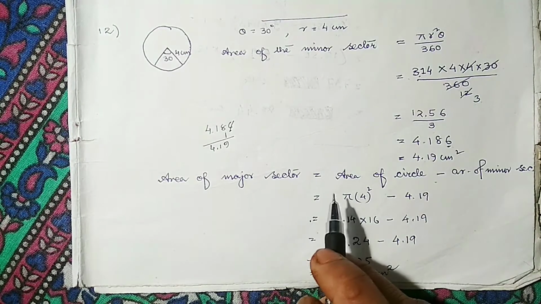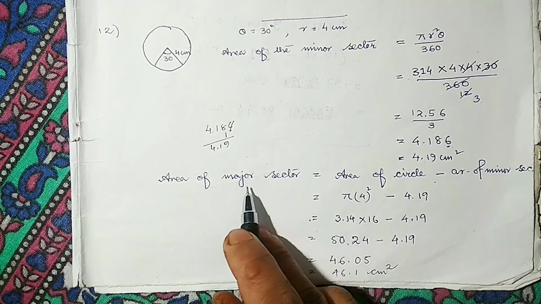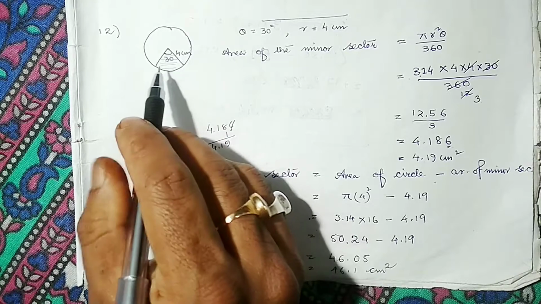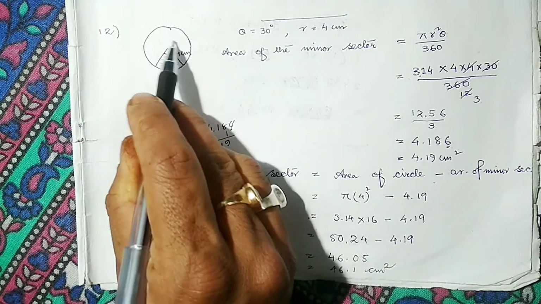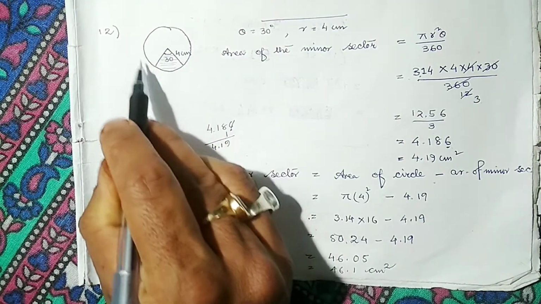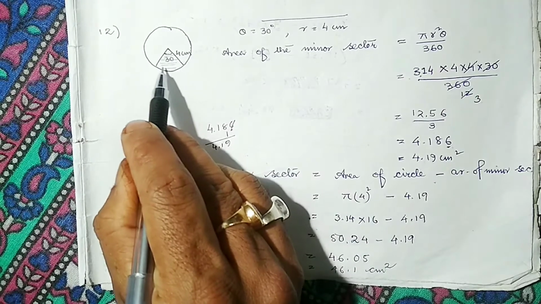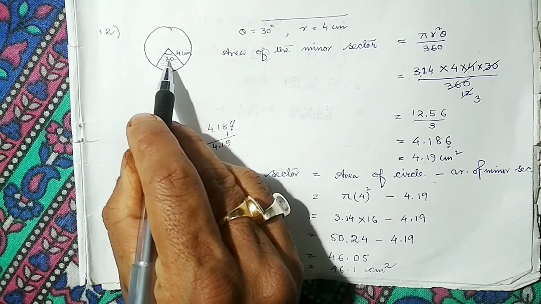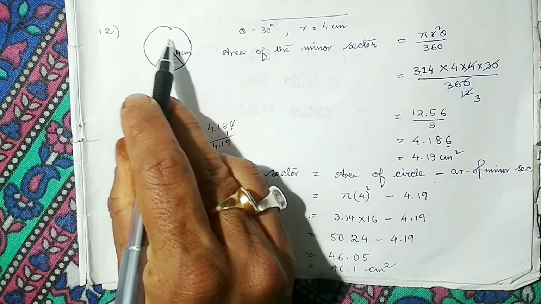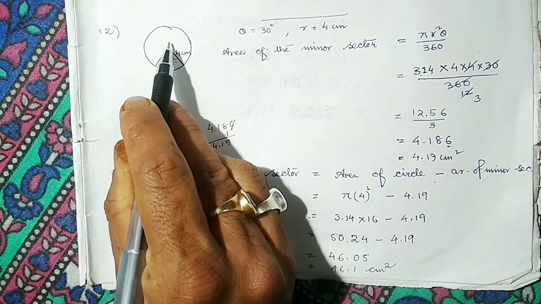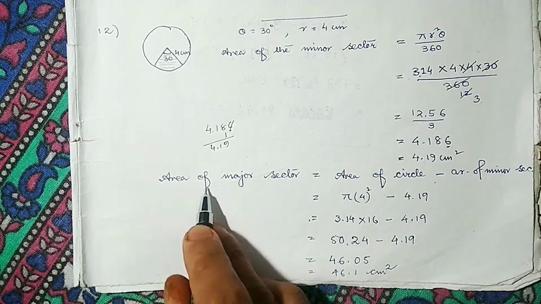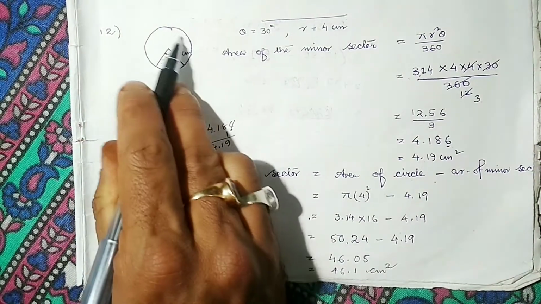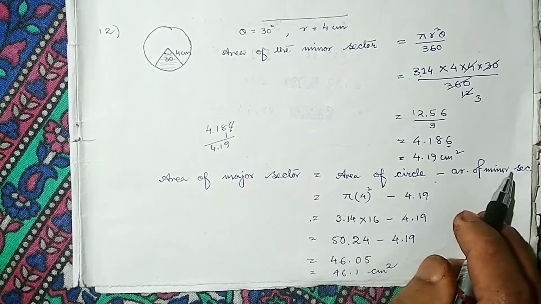Now in the question it is given, we have to find the major sector also. And since we got area of this part, if you want to find the area of the major sector from the area of the circle, we have to subtract this part. So on subtracting area of the minor sector from the circle, area of the major sector can be calculated. So we can write area of major sector is area of the circle minus area of the minor sector.